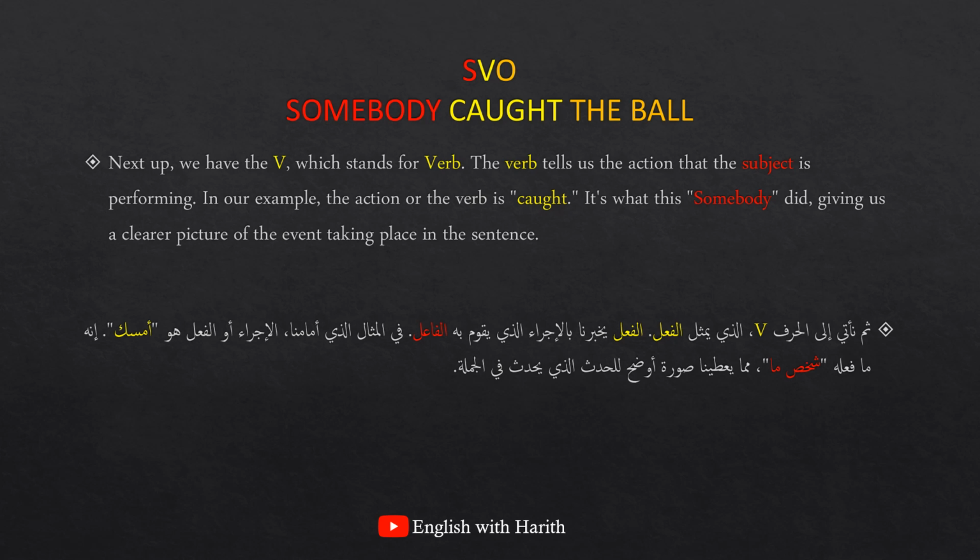Next up, we have the V, which stands for verb. The verb tells us the action that the subject is performing. In our example, the action or the verb is "caught." It's what this somebody did, giving us a clearer picture of the event taking place in the sentence.